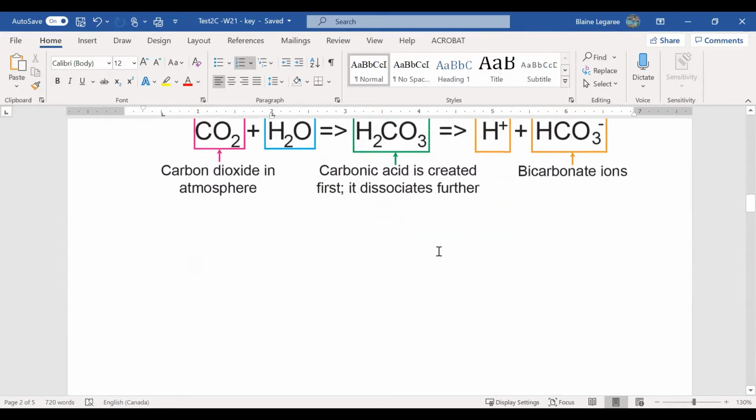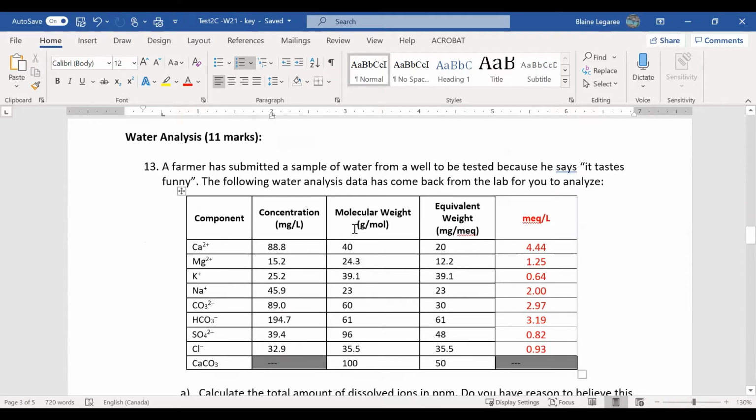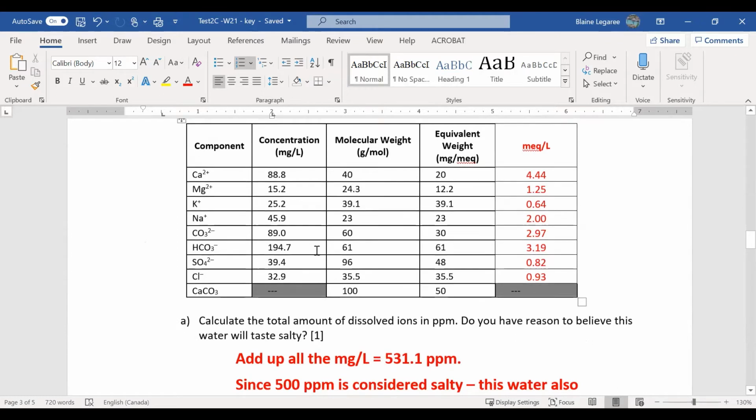Okay, so moving on, let's take a look at the water analysis question here. So there are the values there, and the very first one is basically asking you to add things up. I think everyone was able to add okay. But some people missed the second part of the question or couldn't remember what the cutoff was, but about 500 ppm is considered salty. So this water is 531, and I'm just adding up all the concentration of the ions, and so that would be considered in the salty range.